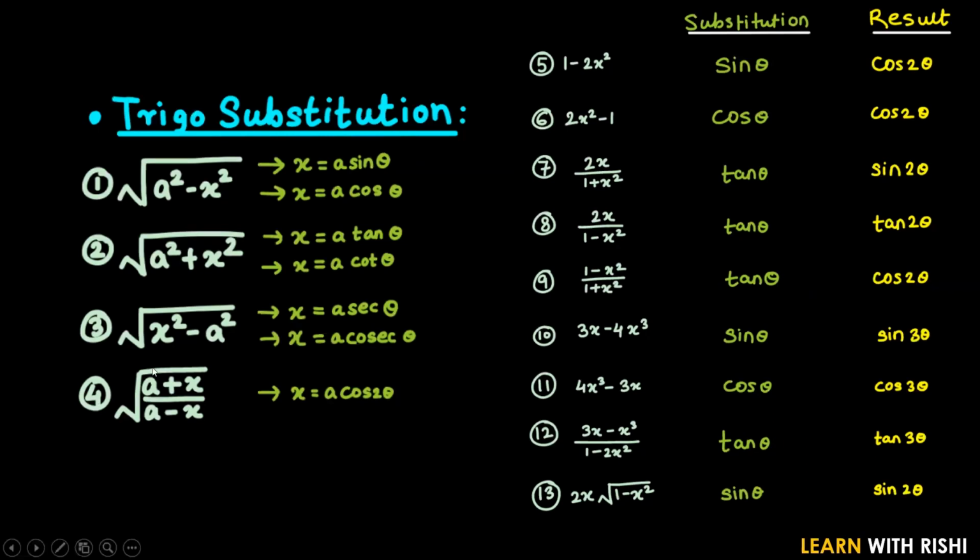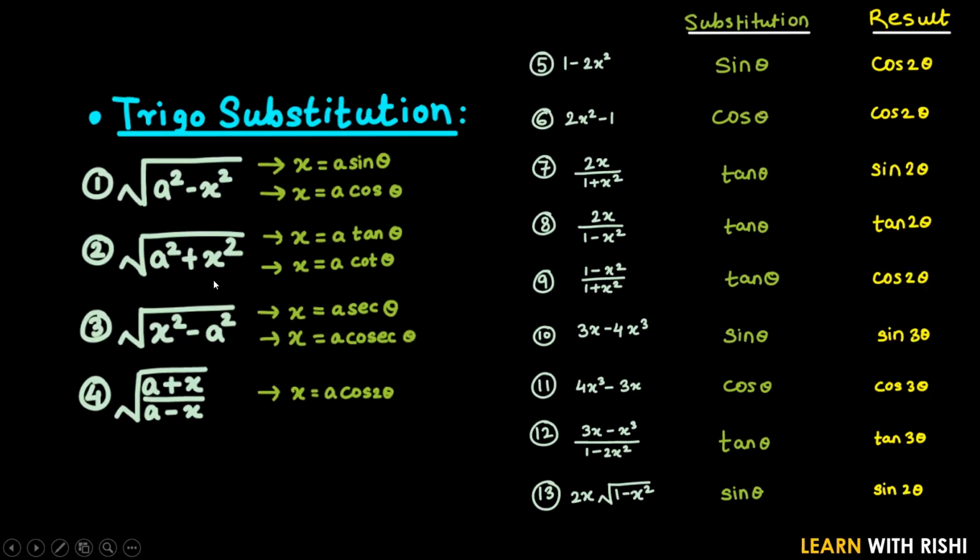So these four formulas or these four substitutions are very important. First is if you have under root of a square minus x square. So a is constant here and x is our variable. So in this case, we either substitute a sine theta or a cos theta.